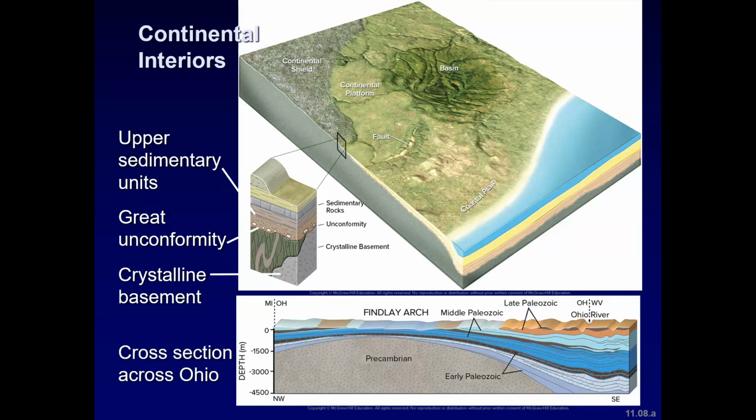An example of this could be seen across Ohio. You have Paleozoic sedimentary layers dipping gently off the flanks of a dome. And then igneous and metamorphic rocks of the basement rest beneath sedimentary layers, but they're not exposed in the area.